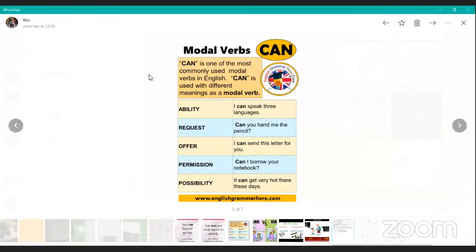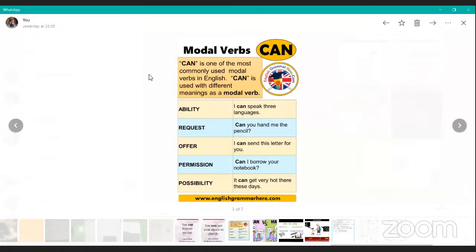First one, ability. What is ability? You are able to do something. You can do something. ඔයාට පුළුවන් දෙයක්. Ability කියන්නේ හැකියාව. I can speak 3 languages. මට භාෂා 3ක් කතා කරන්න පුළුවන්.